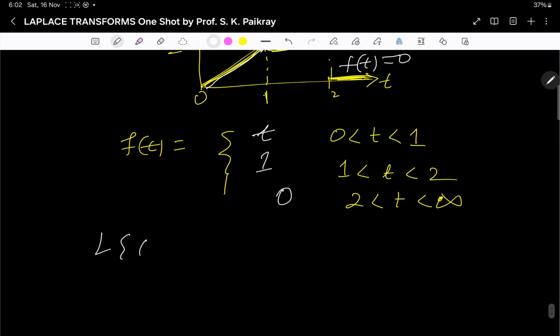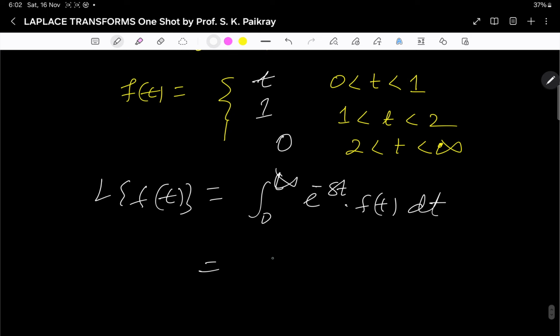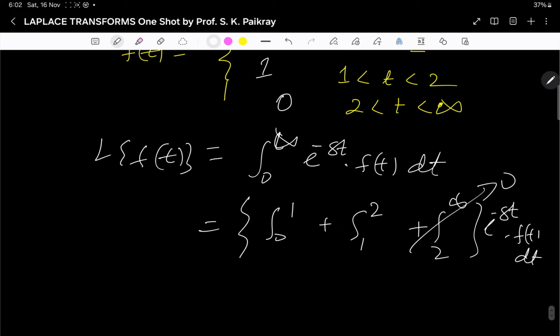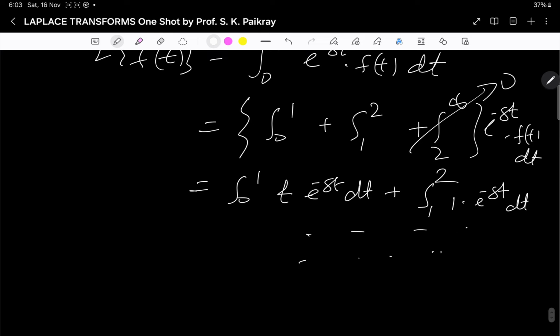So what is my L of f(t) now? You apply the definition, integral 0 to infinity e to the power minus st into f(t) dt. Looking into the question, you split it: integral 0 to 1 plus 1 to 2 plus 2 to infinity e to the power minus st into f(t) dt. So this will be integral 0 to 1 t e to the power minus st dt plus integral 1 to 2, here f(t) is 1, into e to the power minus st dt. You just simply integrate it and solve it.